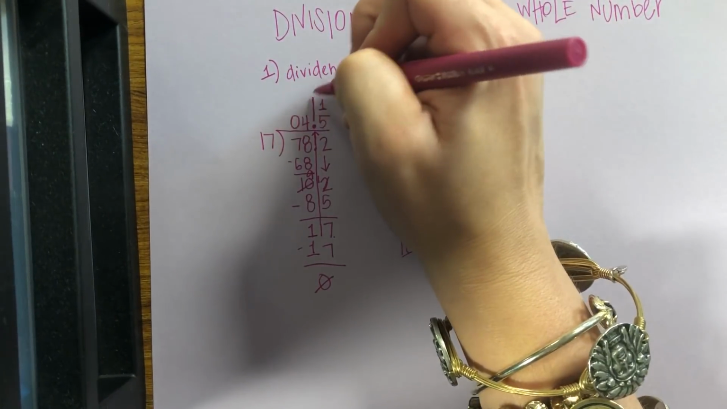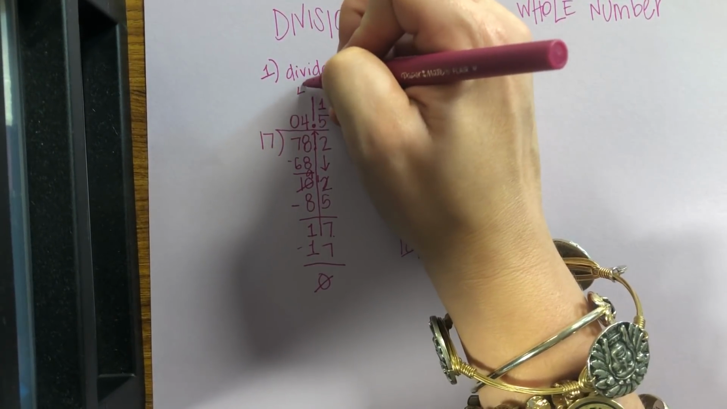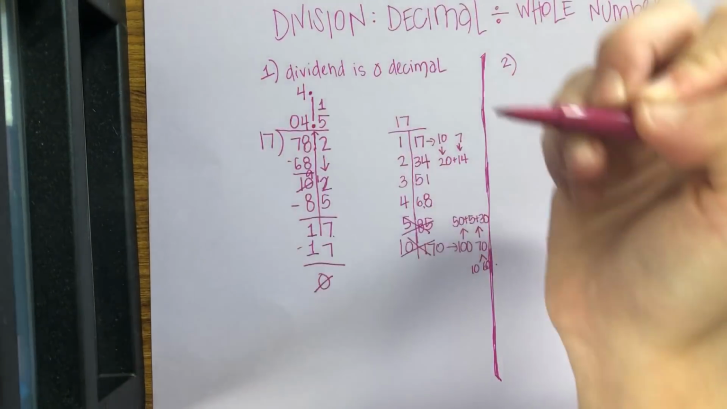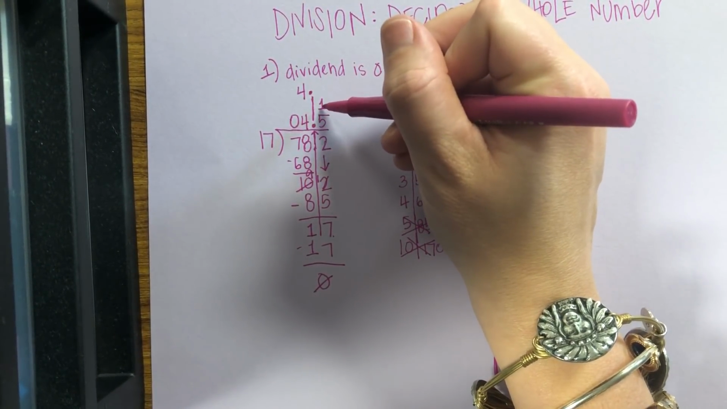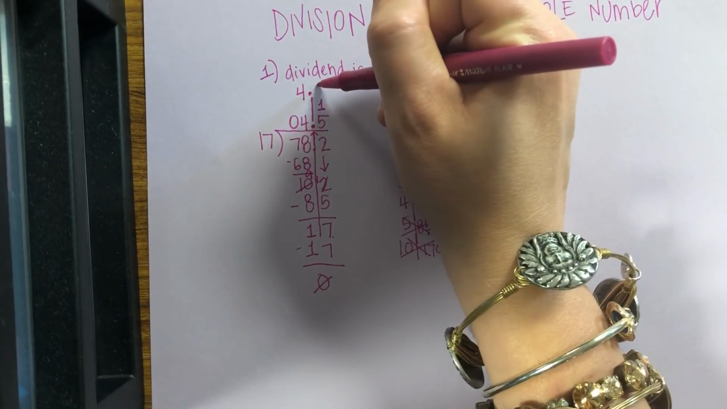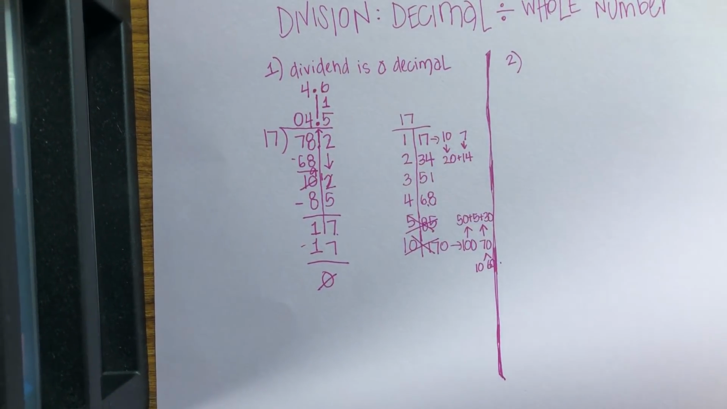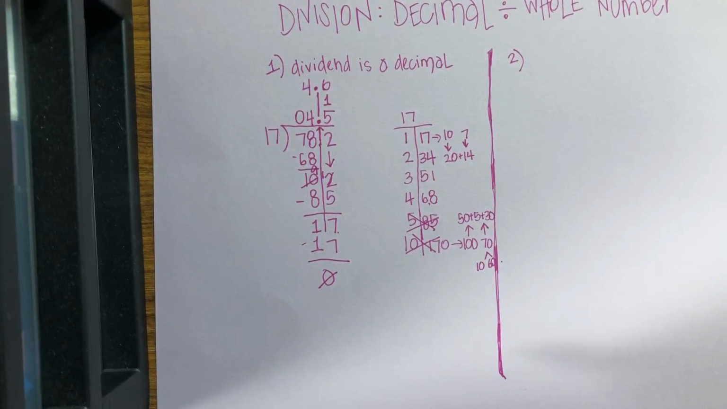So the answer is going to be 4 decimal. I put 5/10 in every group, plus another 1/10 to be 6/10. Okay, so that's the first scenario.